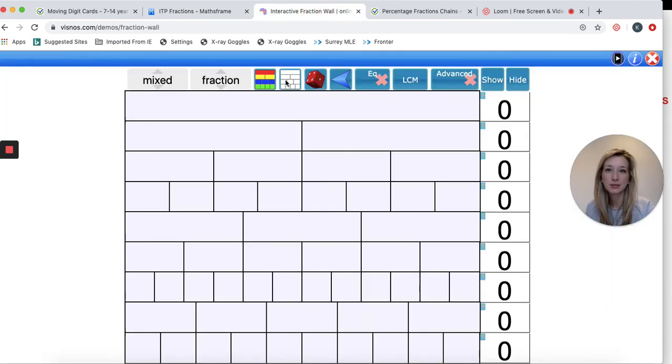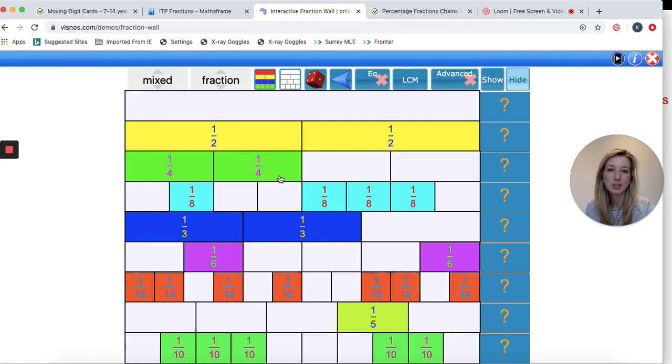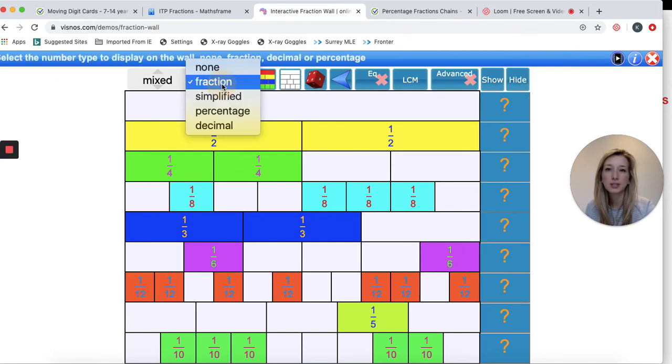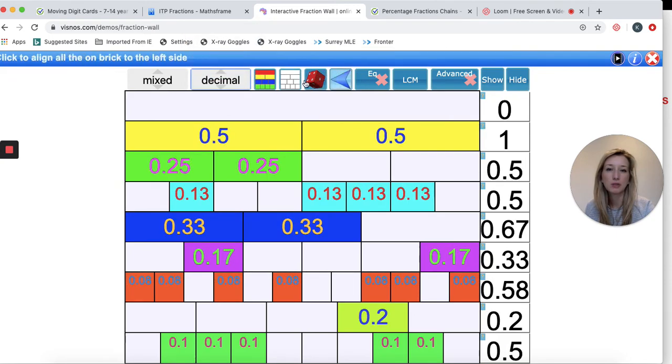Alternatively, there's another resource which is Visnos. It's the website.com, and you've got a fraction wall here. So you can roll the dice, you can show or hide these and ask the children to guess how much is being represented. You can also adjust it from fractions to percentages and into decimals as well. And you can roll a dice for it to come up with just random selections which children can work out what's the difference, etc. So a really nice starter there to get the children thinking about fractions, decimals and percentage equivalents and what they look like in relation to each other, in terms of their value.